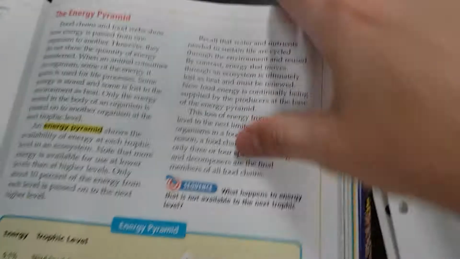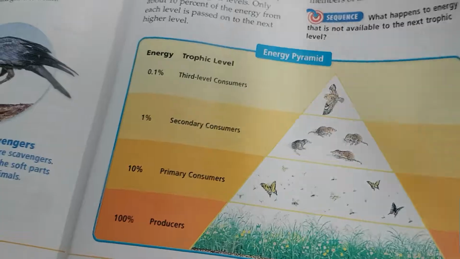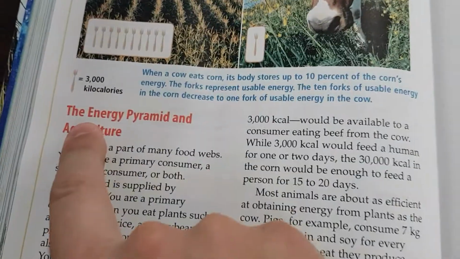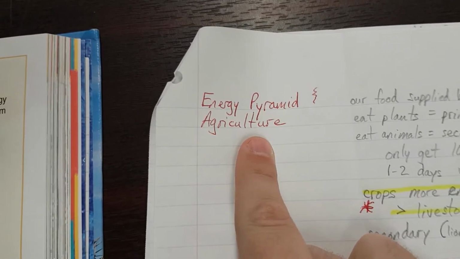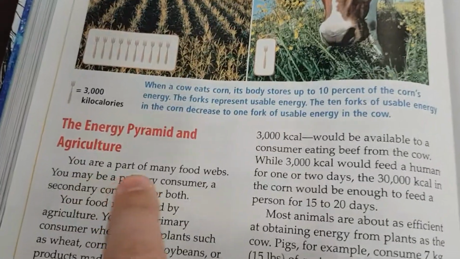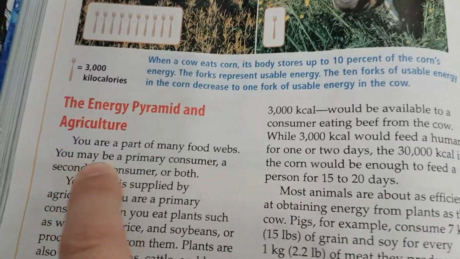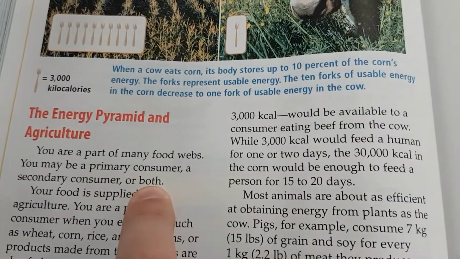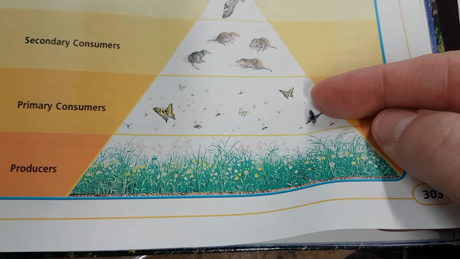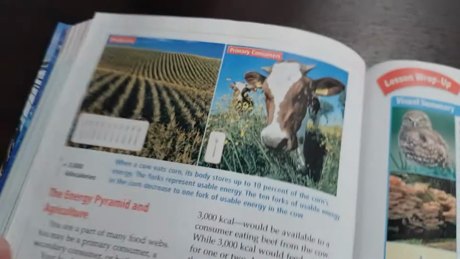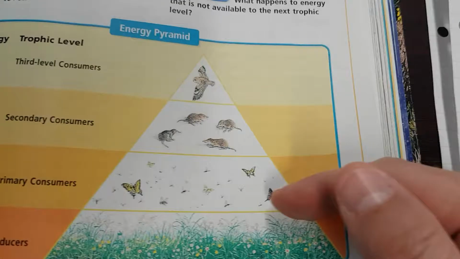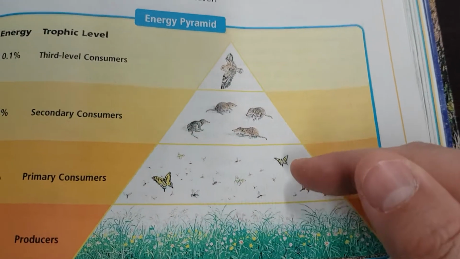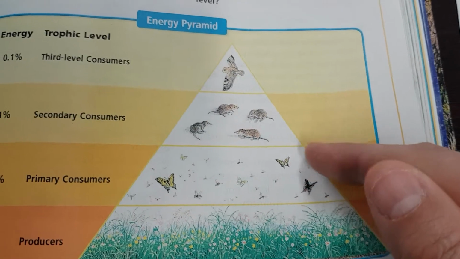All right, next page, 304. The energy pyramid and agriculture. You are part of many food webs. You may be a primary consumer, a secondary consumer, or both. Okay, remember, a primary consumer eats the producers like the plants, the vegetables, the fruits. A secondary consumer eats the animals. So like when we eat beef or pork or chicken.